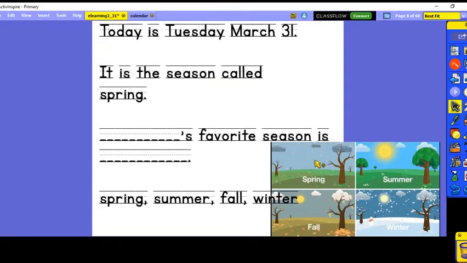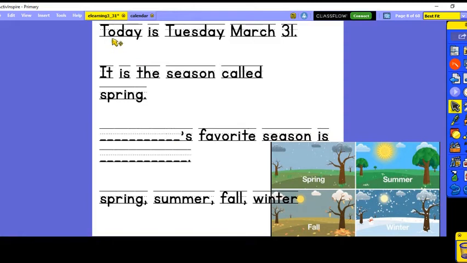Spring, that's what season we're in right now. Everything's starting to bloom and the grass is getting green. And then after spring comes summer. And then after summer is fall. And after fall is winter. We've talked about this a lot, about how the seasons are kind of like a clock. It's spring, summer, fall, winter, and it just starts all over again. And right now, my favorite season is spring because I love when everything's blooming.